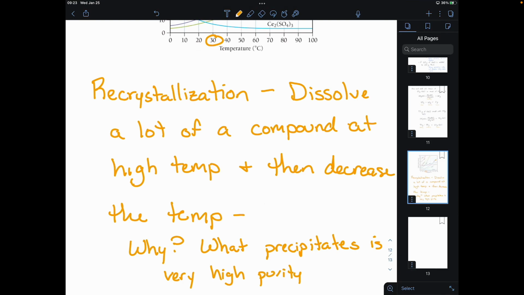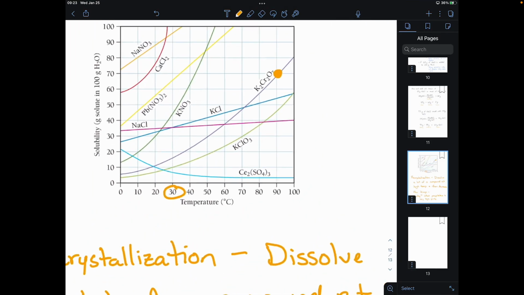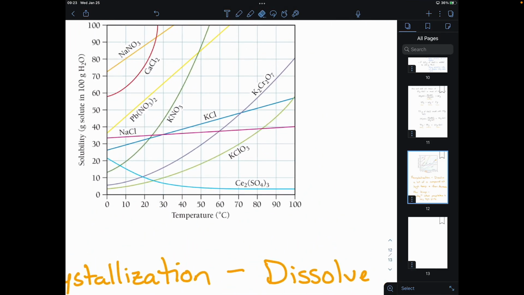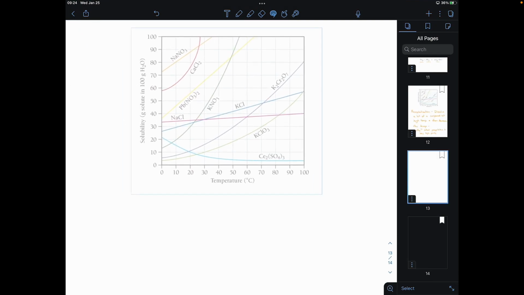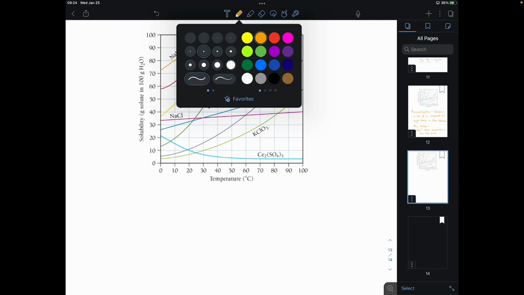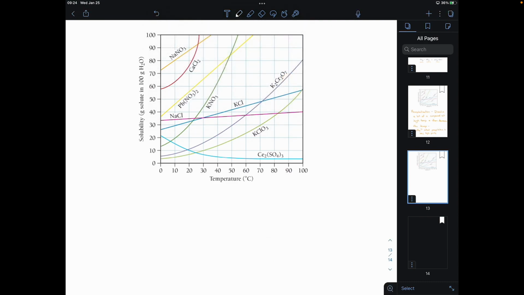All right, so what can we do based on what we just learned how to do with solubility and then using this graph, right? We can figure out just how much we expect to get back. All right, so that's a calculation that we're going to do now. We're going to use this graph. Again, I'm going to try to copy it.